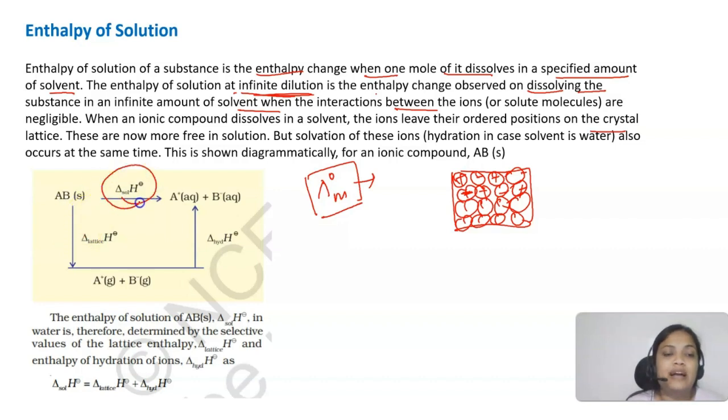So what will be the enthalpy in this case? This is the enthalpy of solution. So enthalpy of solution will be the lattice enthalpy plus enthalpy of hydration of ions. We add both, because two energy changes would be there, solvation and lattice enthalpy. So we will be adding them up and we will get the enthalpy of solution.